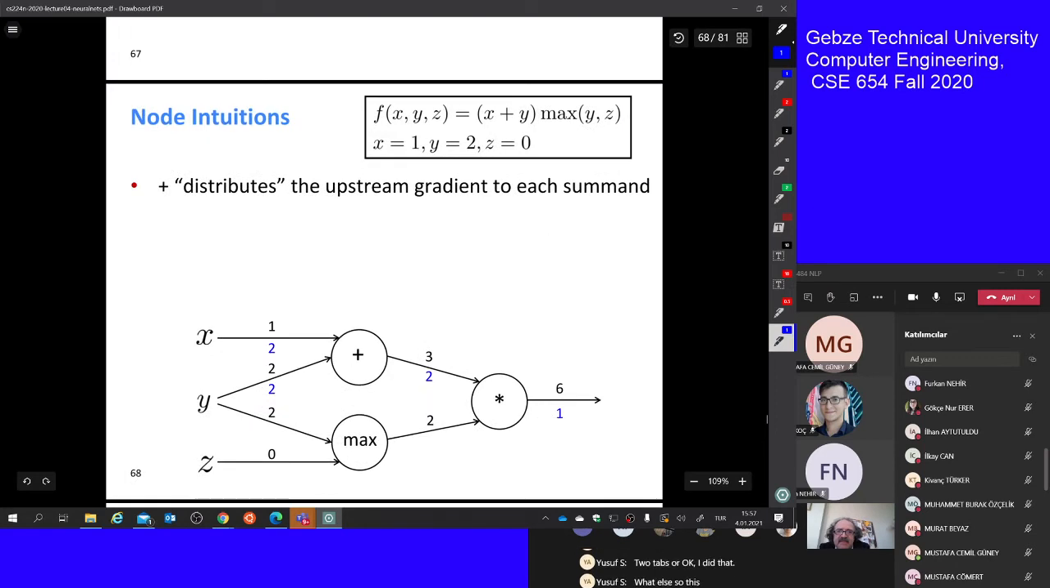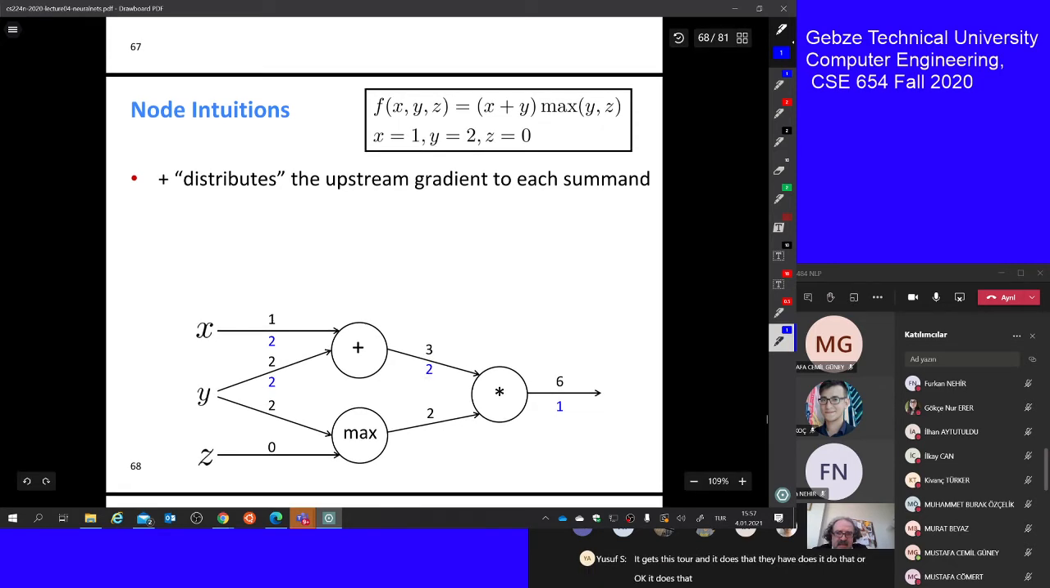So this is nice. When plus comes in, plus distributes the upstream gradient into each segment. As you see, I get this 2, and I distribute these 2 here and there. That's what plus does. What does the plus operation do? It gets these 2 and it does it that way. How does it do that? It does that.